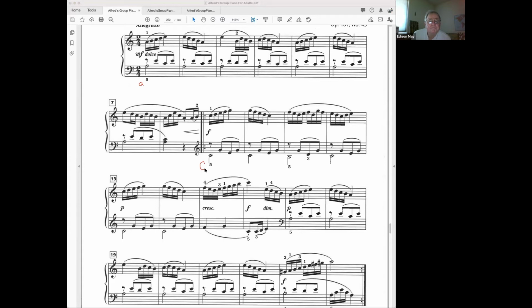Now, I'm glad that I found this, Edison, because this piece is more complex than the first one, and it gives us a couple more clues. A lot more complex. Yeah, but it gives us a couple more clues that I want you to recognize. And the clue is in measure 23. Do you see the clue?